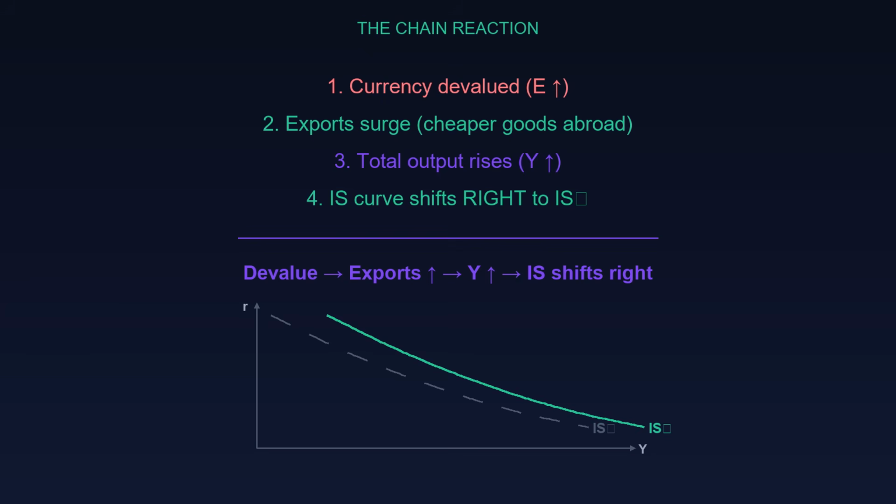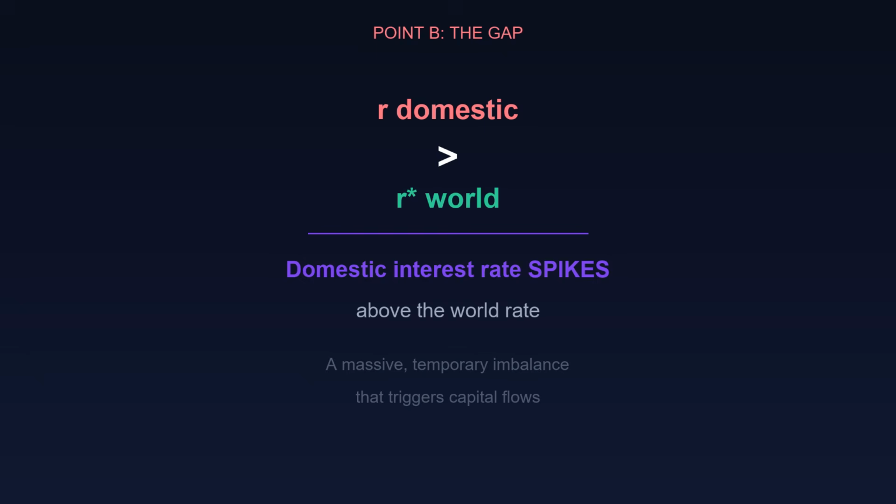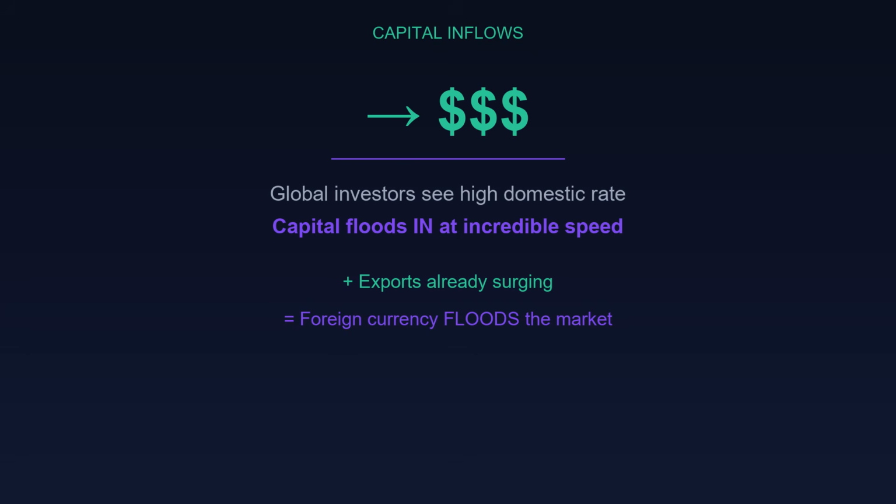Now, we need to pause and look really closely at what happens at this exact intermediate stage. Let's call it point B. Because our total output just jumped up, it creates upward pressure on the local interest rate. Suddenly, a massive gap opens up. We have a domestic interest rate that has spiked, but the world interest rate hasn't changed one bit. So we're left with this temporary but incredibly critical imbalance, where the local rate is sitting way higher than the global baseline. And this is exactly where the sheer gravity of perfect capital mobility takes over.